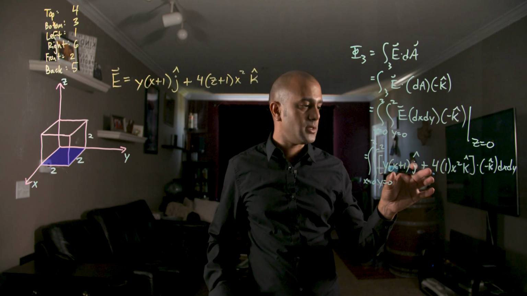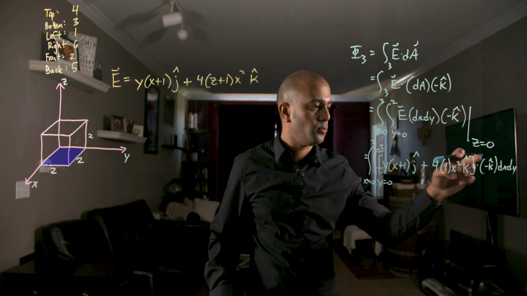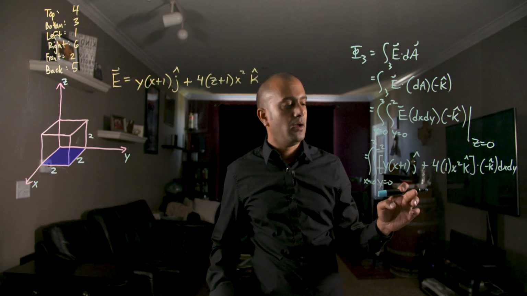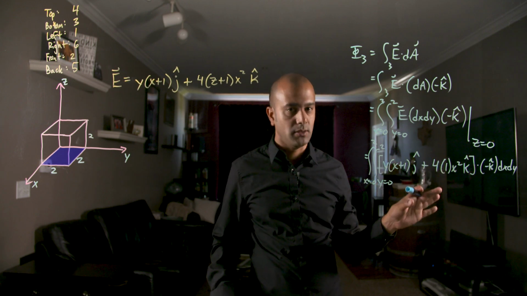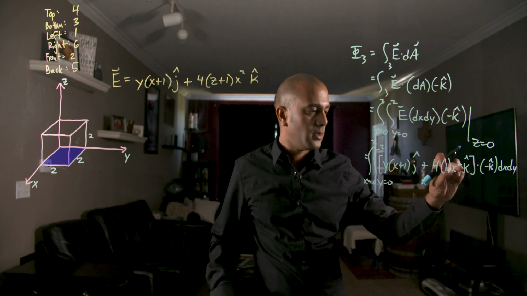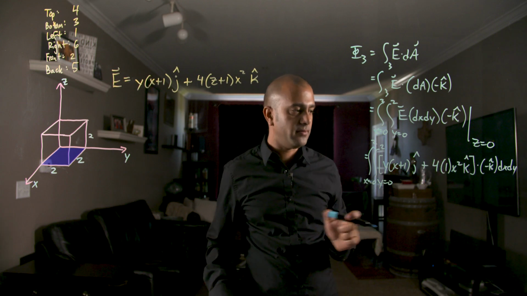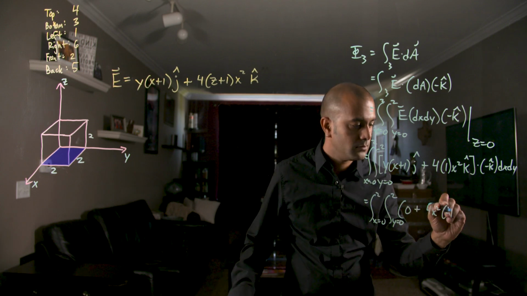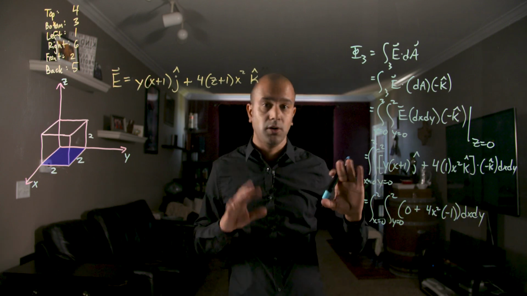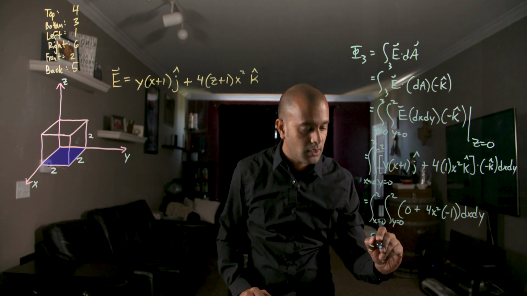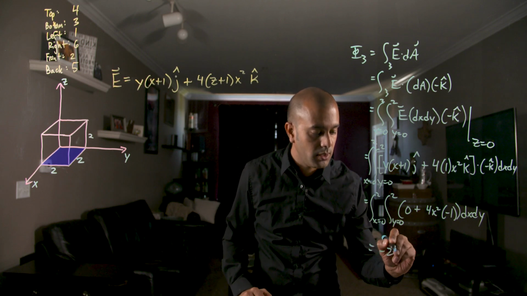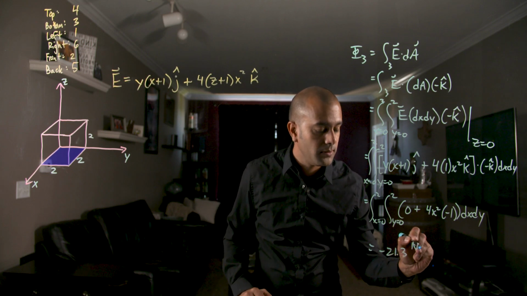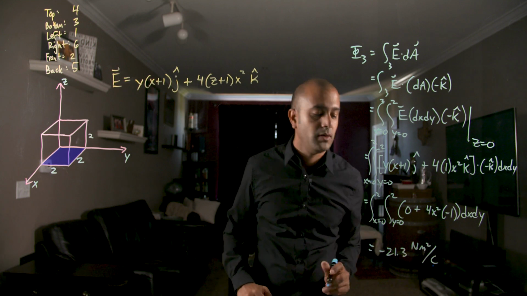You'll notice that you're going to be dotting this expression with minus k hat. When you dot j with k hat, you get 0, because they're perpendicular. K hat dotted with k hat, those are unit vectors in the same direction, so that'll just give you 1. So let's go ahead and simplify that. Finally, when you evaluate this expression, which I'll let you do on your own, you get a quantity which is minus 21.3 Newton meters squared per coulomb.